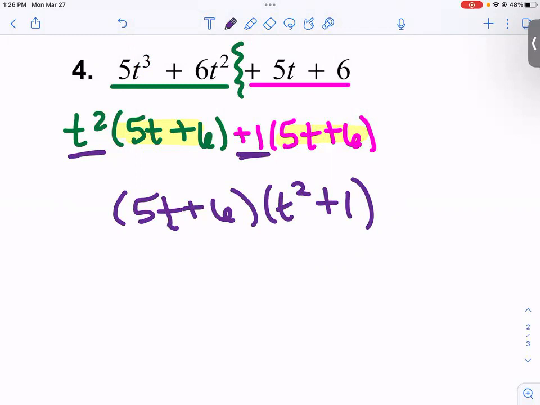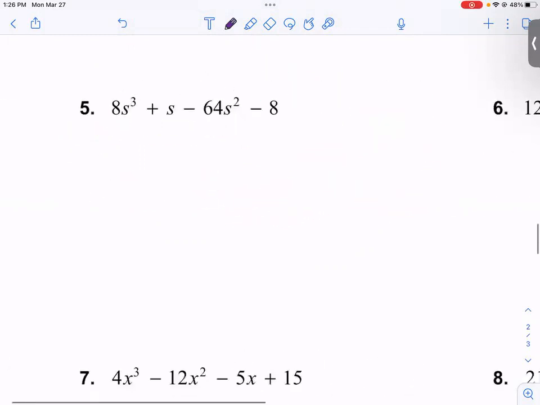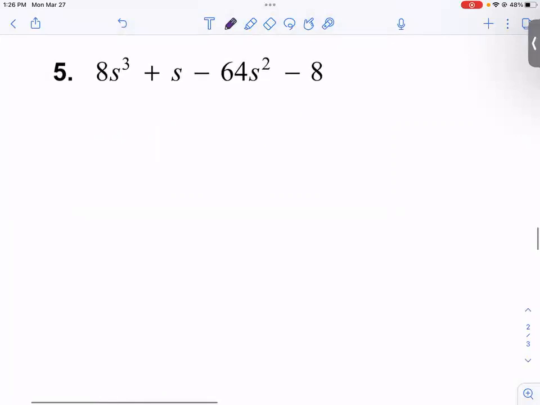Okay, all right. Number 5. Before you start getting crazy on number 5, what do you need to do? Elliot says we need to order it. What does he mean by that, Carter?